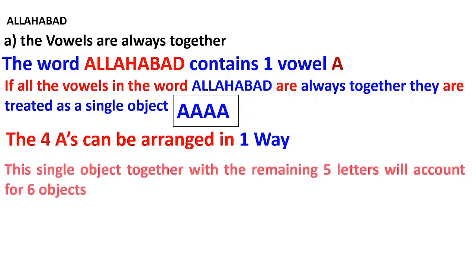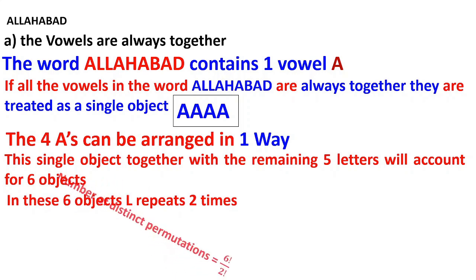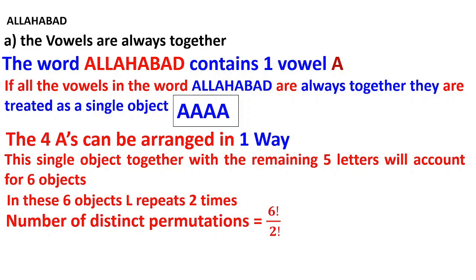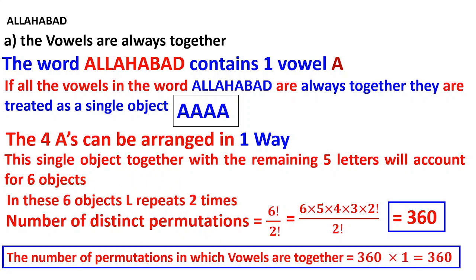Now if you take it as a single element, what will happen? There will be remaining 5 letters, and plus these vowels together will give you 6 objects. In these 6 objects also L repeats 2 times. Therefore 6 factorial by 2 factorial. Already the vowels arrangement is 1. Therefore, the answer is 6 factorial by 2 factorial into 1, which is 360. Vowels together means vowels are taken as a single object. Find the arrangement of vowels multiplied by the arrangement of the remaining objects, taking vowels as a single object.